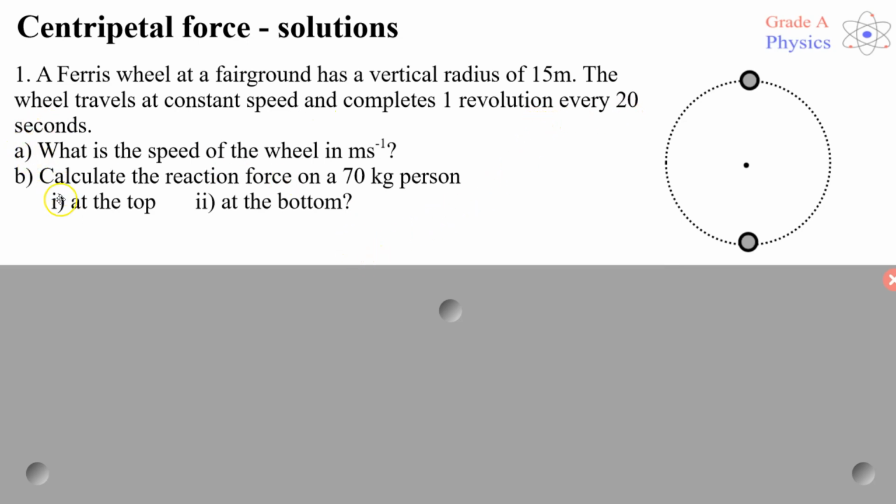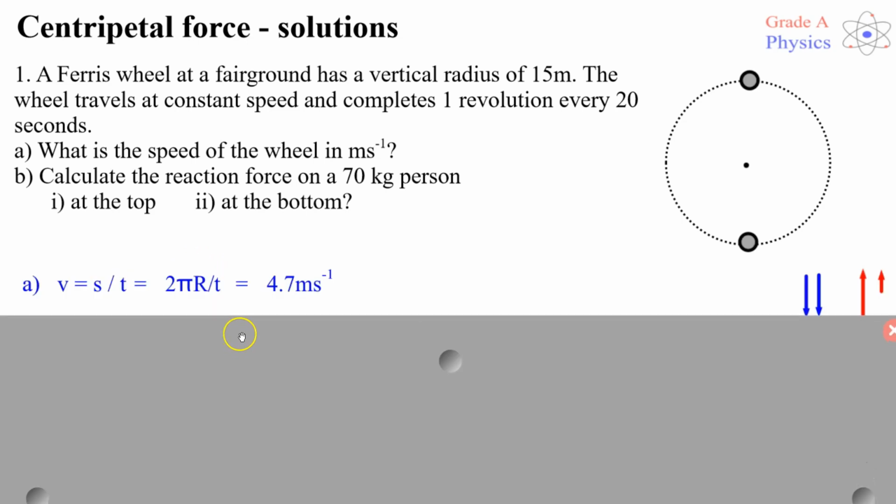So it's quite structured. It asks us to find the speed, so that should be straightforward. We know v equals s over t, so the s is the displacement, that's 1 circumference, 2 pi r, divided by time. So 2 times pi multiplied by 15, divided by 20, will give us 4.7. So that's quite straightforward. Okay, a bit more tricky is part B. It says calculate the reaction force on a 70 kilogram person at the top and at the bottom.